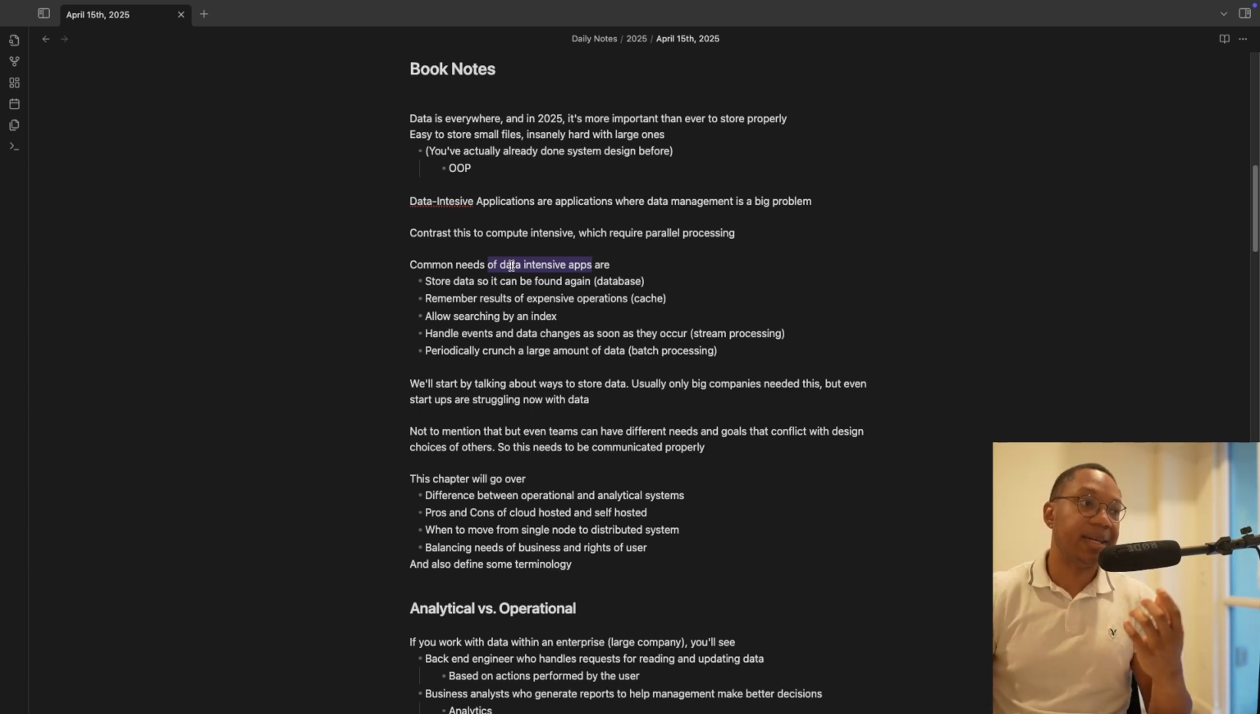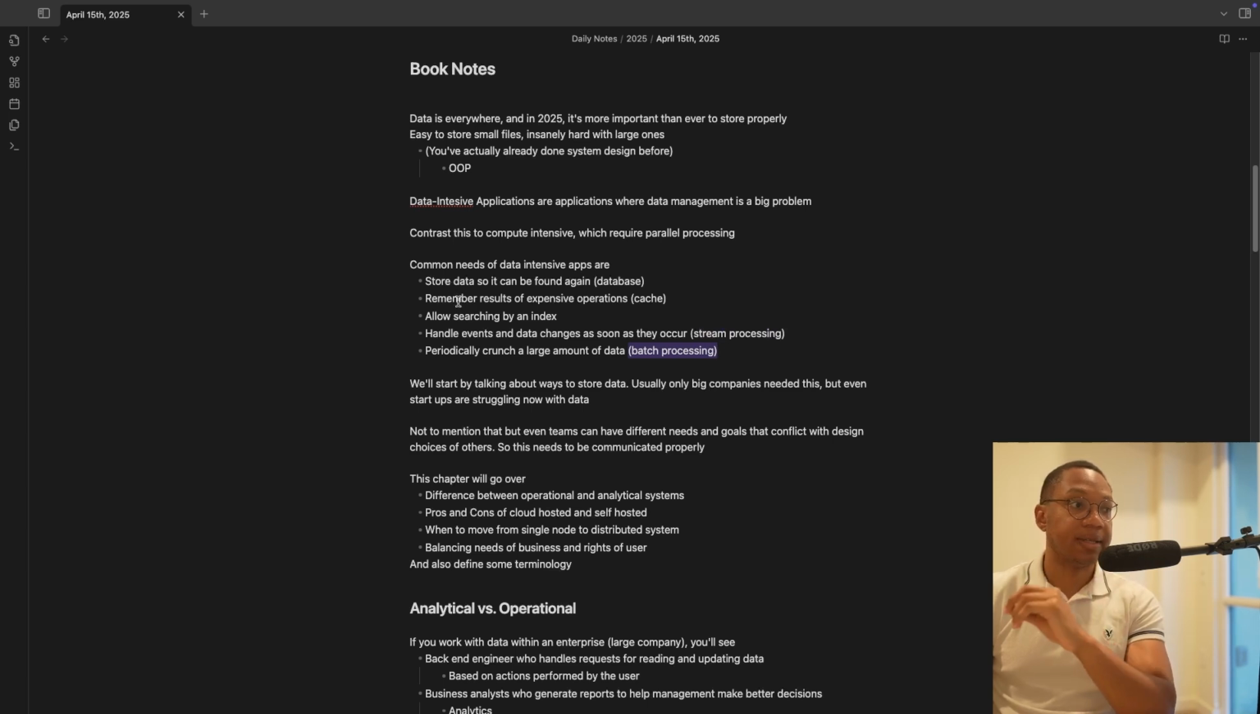He's right when he says this, but you don't actually have something in your mind. So think Google, think Netflix, think Amazon, right? Well, you're going to need to be able to store the data so you can find it again, which is a database. He mentions here, and these are the core components of system design, just so you know, you need a database, you need a cache, you probably need stream processing, you probably need batch processing.